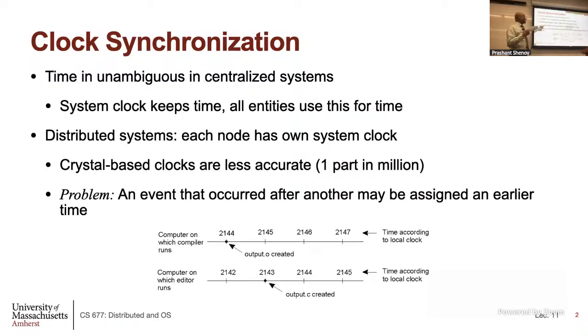Typically, that system clock is called a crystal-based clock. The chip is essentially a crystal-based clock or quartz clock, and they are pretty accurate. Okay, so they're essentially accurate to 1 part in a million, which means that every million ticks of that clock, it might lose one tick. So they're reasonably accurate, but we will see what happens when these inaccuracies arise.